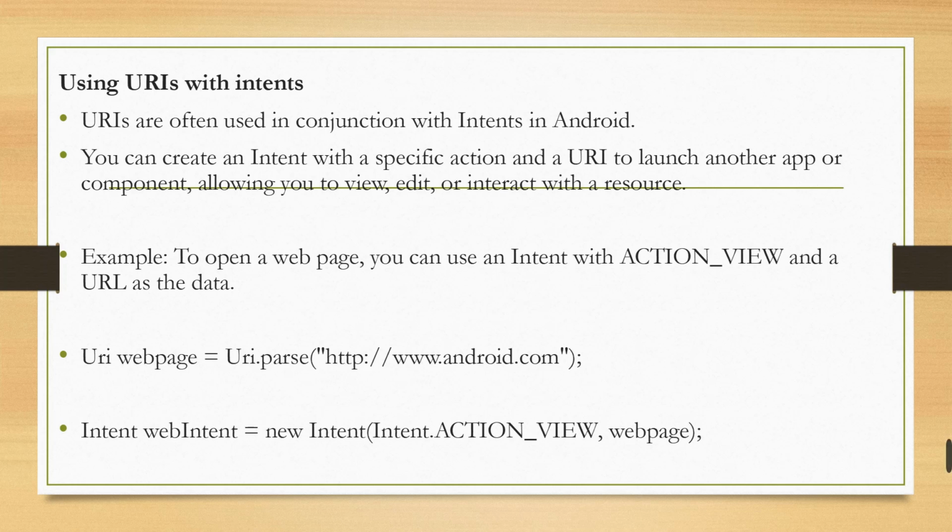Next, using a URI with intents. This means that if you click a link, it can navigate from one page to another page. The URI is often used in conjunction with your intent, because if you launch any application and click on any option, it will navigate to any number of pages. That is why we need to invoke our URI with the intent. So how do we create an intent? Here is the code: Intent webIntent = new Intent(Intent.ACTION_VIEW, ...). In this way, you can interlink your URI with your intents.